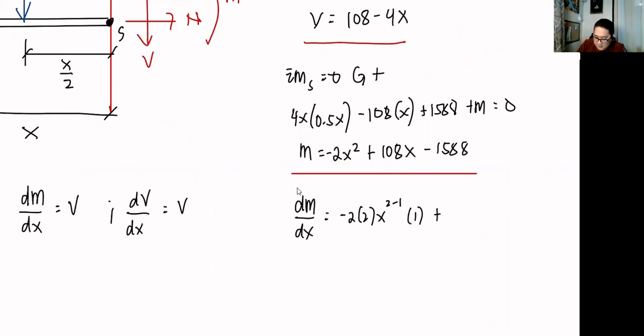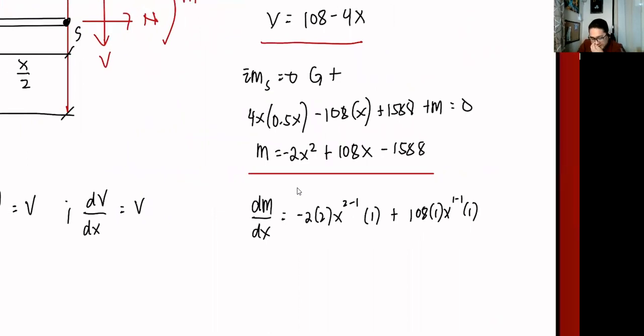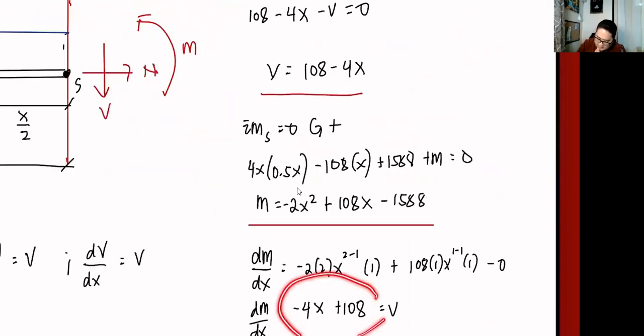Okay, plus the derivative of a constant or power again. So 1 x to the 1 minus 1 times 1, minus the derivative of the constant which is 0. Okay, simplify. We have negative 4, then this becomes x. Then this, since it will be raised to 0, will be 1 already. So 108 nalang ito, plus 108. So this derivative should be equal to our V. So if we check, this is equal to this. So if it is equal, our equation is correct. Okay? So that is what it means.